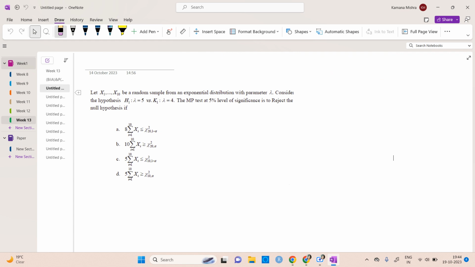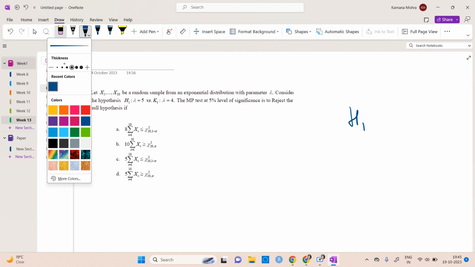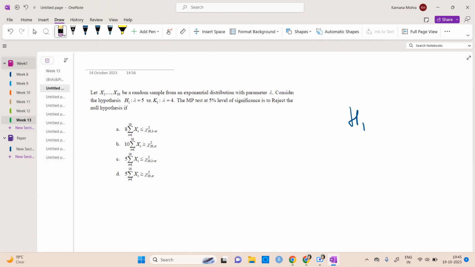Let's see. This one I have taken from the class itself. Basically, this is the thing: when you have this H naught and H1 given. If you want me to tell you about anything else, like focus on any other topic, then you can tell me. Otherwise, we are going through the questions.